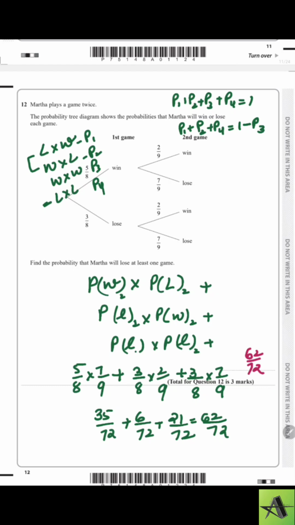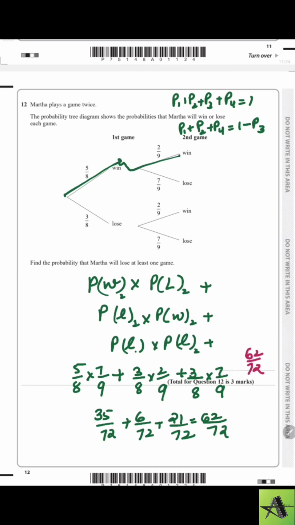That means if I calculate the probability of winning first and winning second as well, I can get my answer. So winning first is 5/8 and winning second is 2/9. So 1 minus 5/8 times 2/9. So 1 minus 10/72, which is 62/72. So this is an alternate way of solving, which is much simpler in this case.